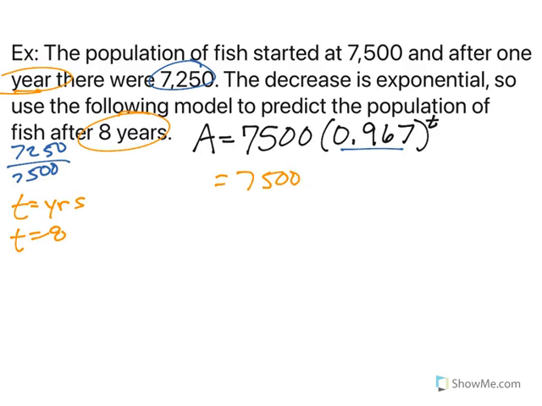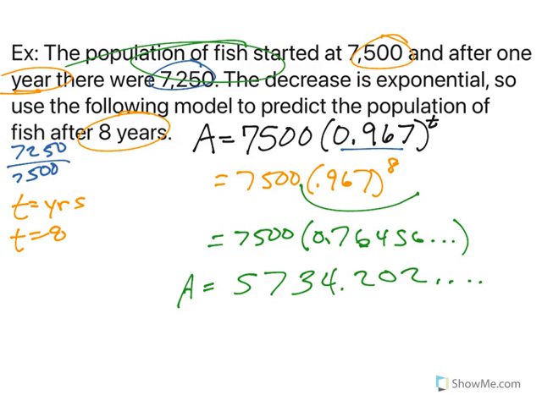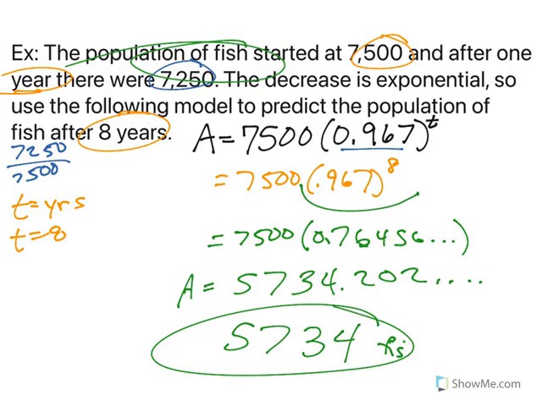So 7,500 is the initial, times 0.967 raised to the 8th. I do my order of operations, so I'm at 7,500 times 0.76456, again, keep it in your calculator, times 7,500, and we get 5,734 and some change. We're talking about fish, so same thing, you can't have a partial, so 5,734 fish after 8 years.